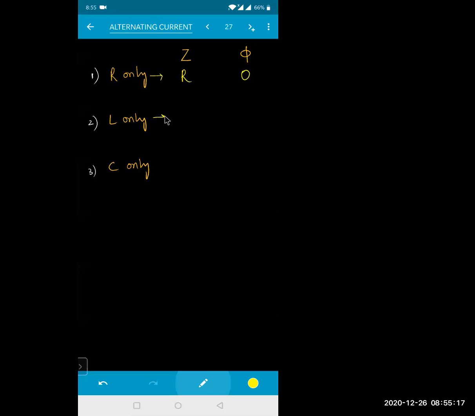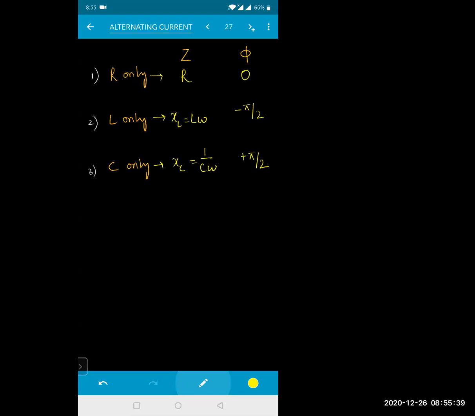When only L is connected, XL is equal to L into omega, and phi is equal to how much? Minus pi by 2. When only C is connected, XC is equal to 1 by C omega, and phi is equal to plus pi by 2. So this is a thing you need to remember.